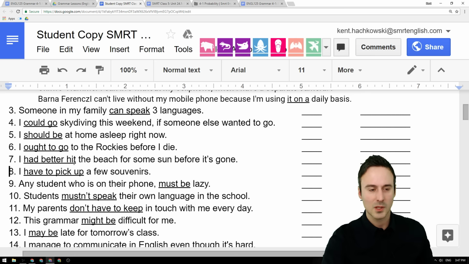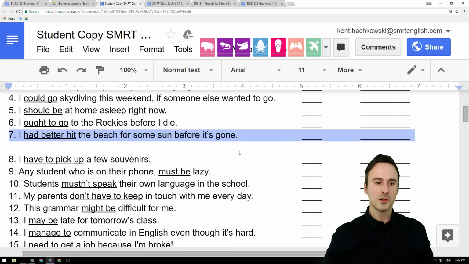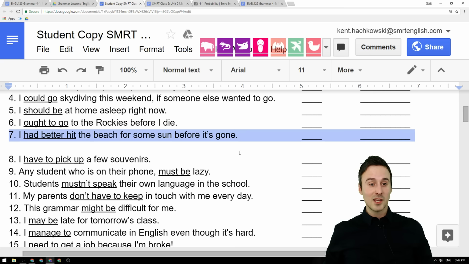All right, so here's another one. I had better hit the beach for some sun before it's gone. Unfortunately, in Vancouver, the sun is kind of disappearing already, and it's not really beach weather already. So if you have beach weather, good for you. We've kind of lost ours.